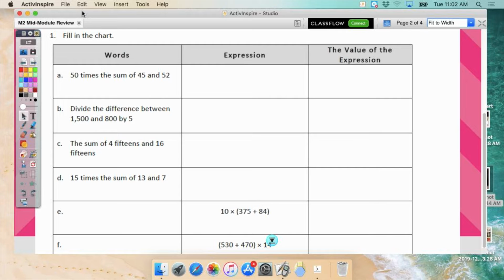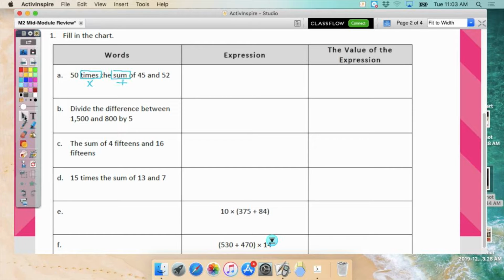Okay, so it says 50 times the sum of 45 and 52. Who remembers what we do here? Multiply. Well, we put boxes around our mathematical words, don't we? And then we write down the operation that goes with it. Okay, so it looks to me like I'm multiplying and adding. Do you agree? Yes. And then down here, look at this. Lo and behold, I see one that is multiplying and adding. So could I maybe just copy this format but put the other numbers in?